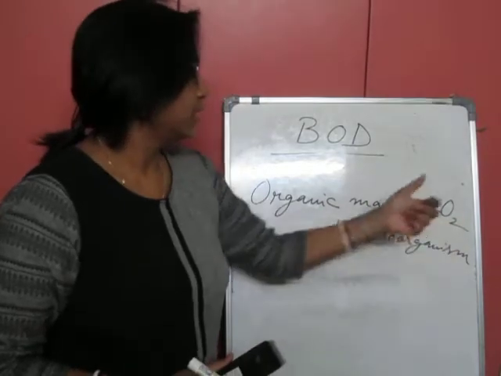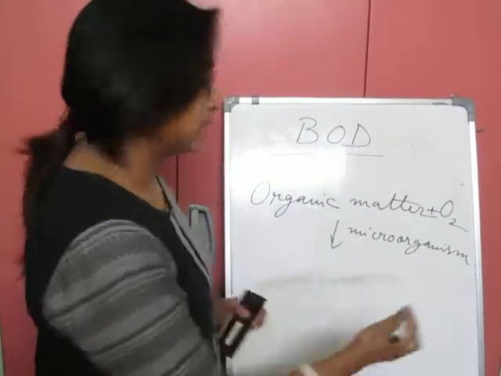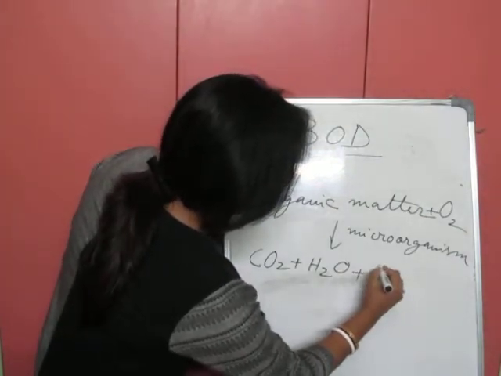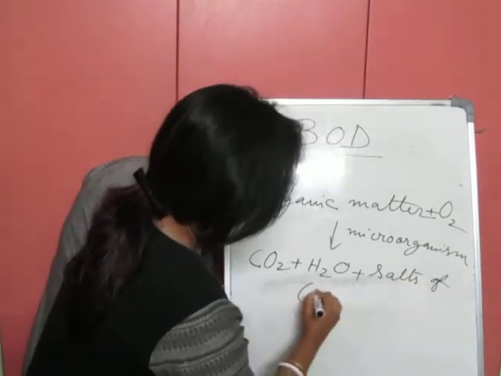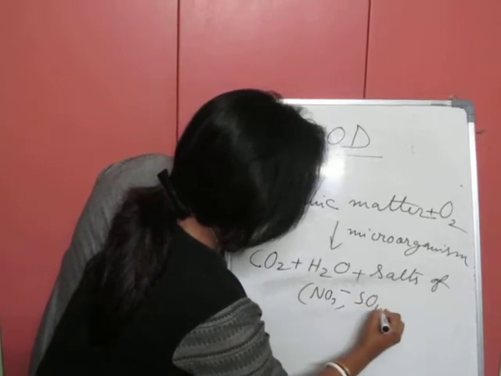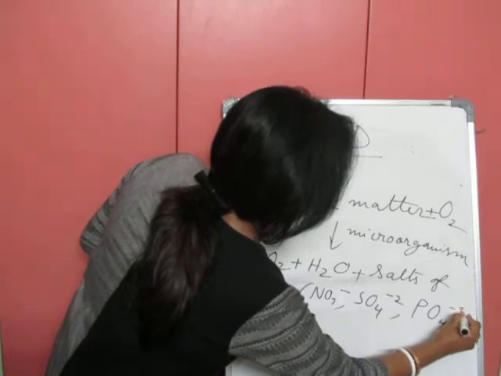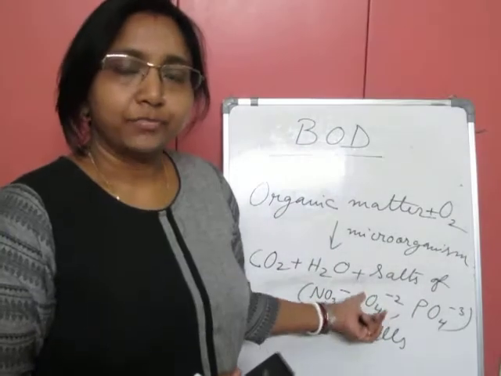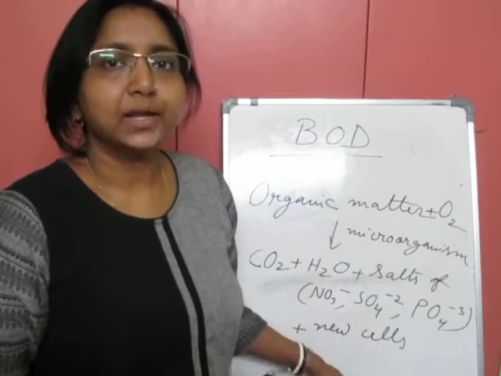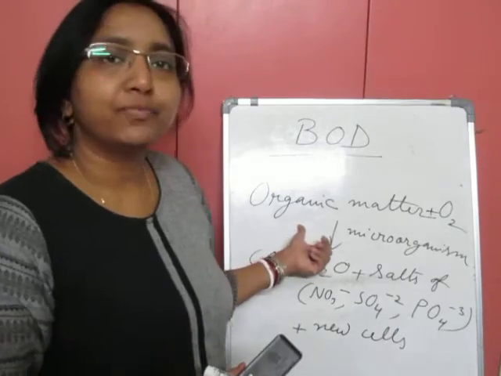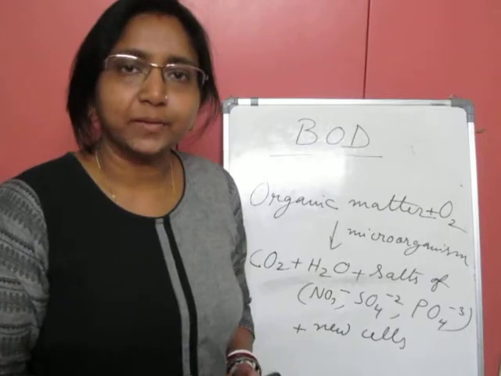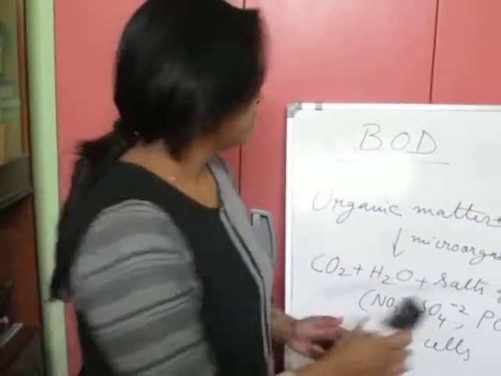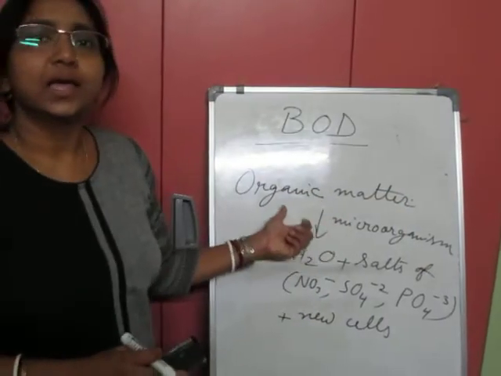Organic matter plus oxygen in presence of microorganism, we get CO2 and salts of nitrate, sulfate, phosphates and new cells, the new cells of bacteria. So this is the first order reaction. If it is in presence of oxygen, that is called aerobic reaction. If it is in absence of oxygen, that is called anaerobic reaction.